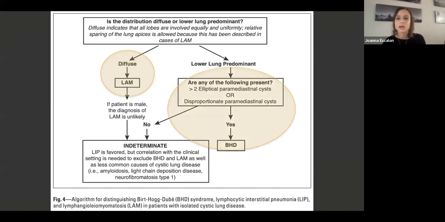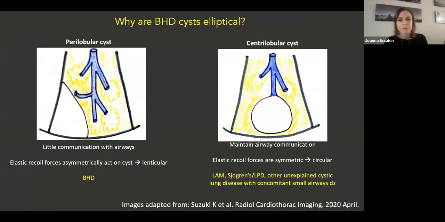If they had a lower lung predominance, and we found that there were greater than 2 elliptical paramediastinal cysts or a disproportionate amount subjectively of paramediastinal cysts, then it was most often Birt-Hogg-Dubé. So why are the Birt-Hogg-Dubé cysts elliptical, whereas all the other ones are round?